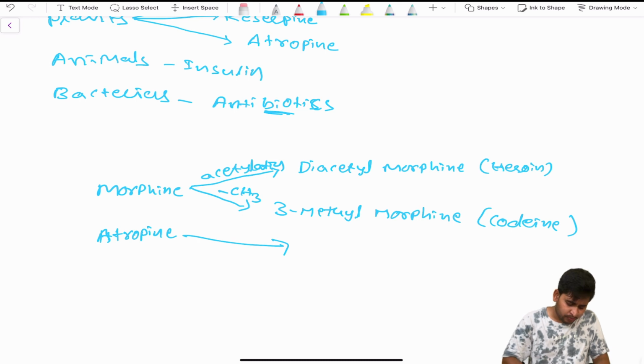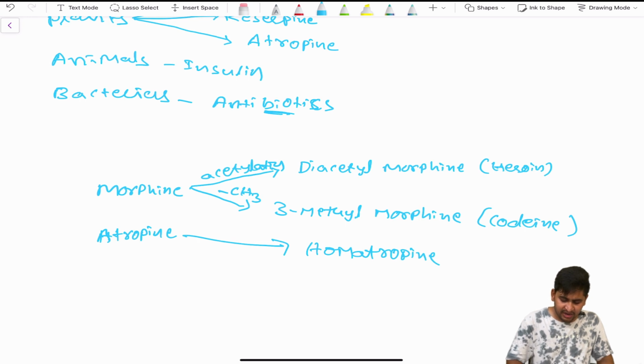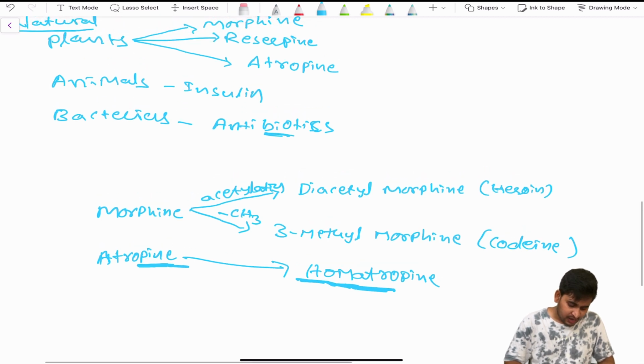But homatropine: just by removing the methyl group, this atropine changed into the structure called homatropine. Homatropine is less effective compared to atropine. Atropine is longer acting and homatropine is shorter acting. It is less cycloplegic, while atropine is more cycloplegic. Clear? So what I'm doing here is taking morphine and changing its structure.